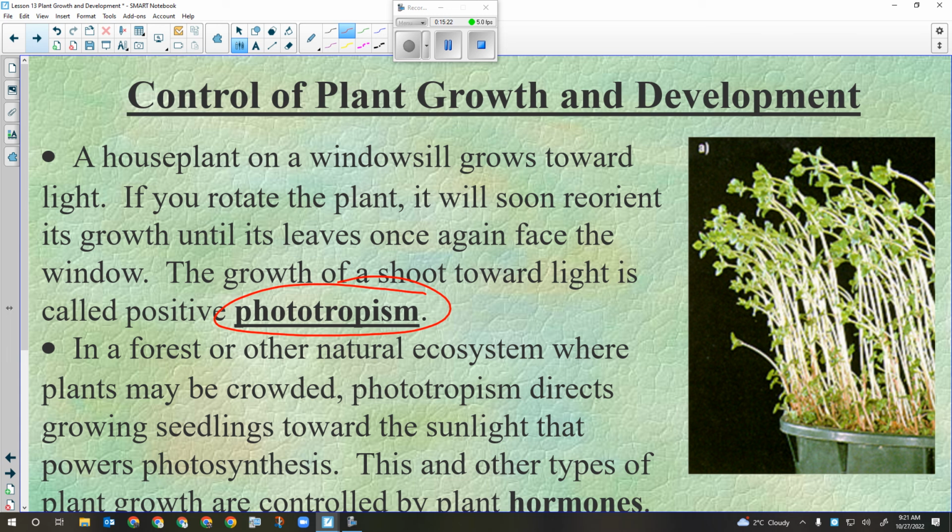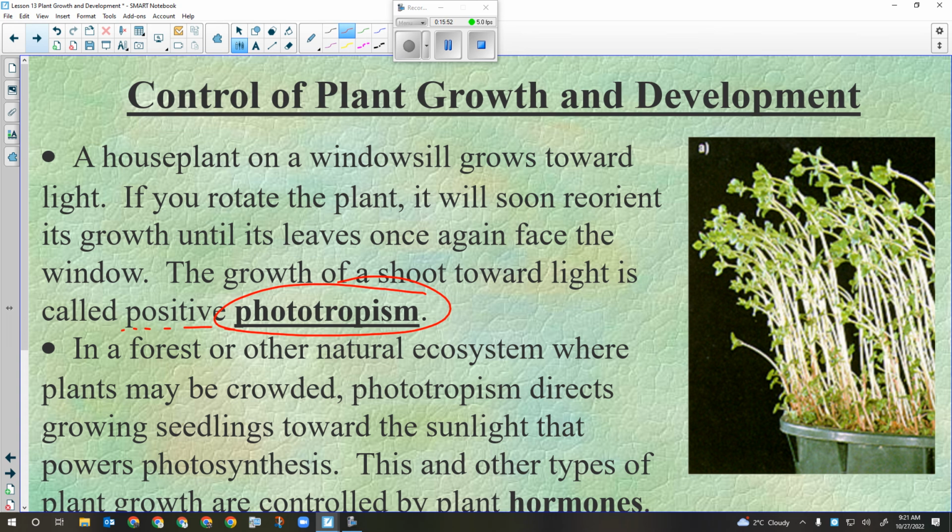Photo is a growth pattern in response to light. So phototropism is a curvature or growth pattern because of or towards light. We call this positive phototropism because it's actually towards the light source. You very rarely see negative phototropism. The light source would have to be hot and harsh for a plant to actually grow away from it.